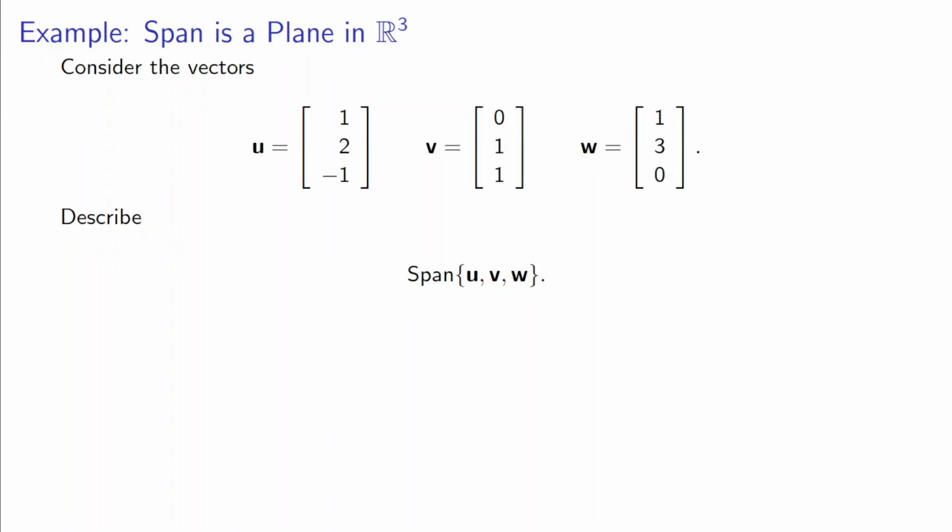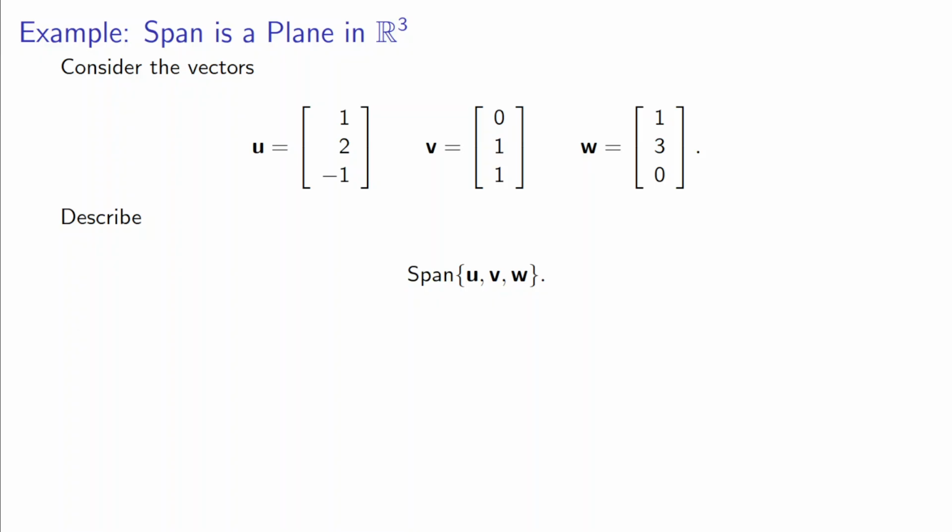Let's move to R3, another place where we could consider the geometry and really visualize what's going on. So let's look at this example. Suppose we've got vectors u, v, and w. u is (1, 2, -1), v is (0, 1, 1), w is (1, 3, 0). Let's describe the span of these three vectors.